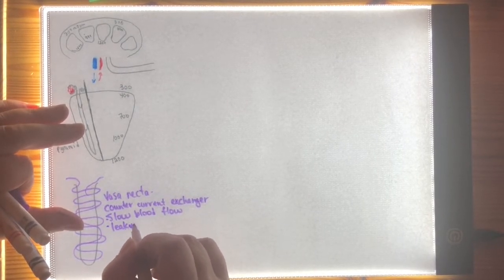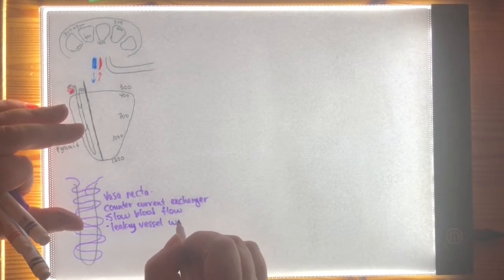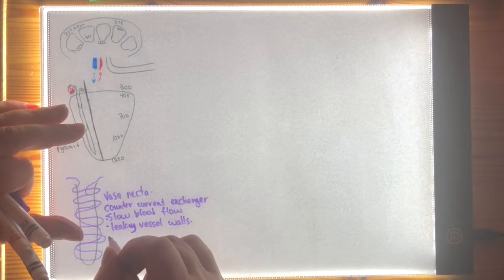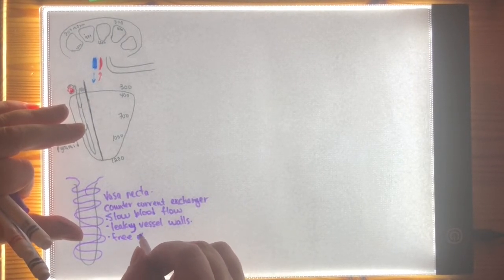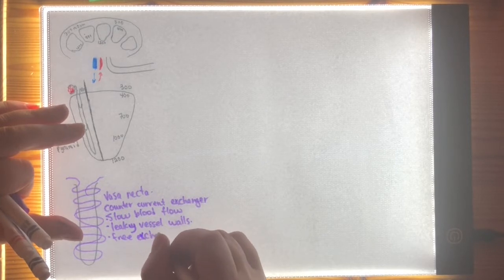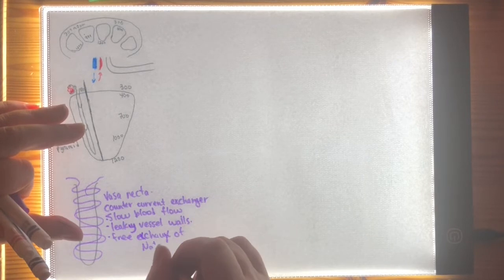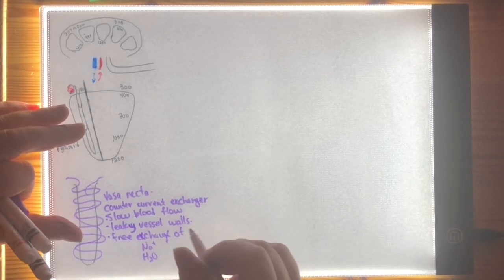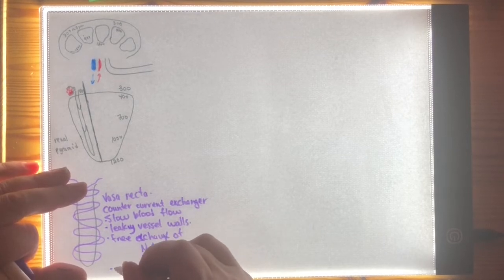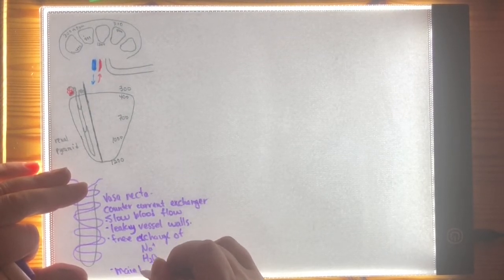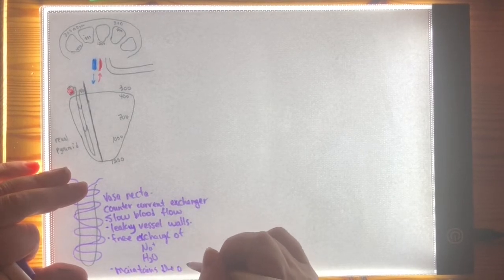So the vasa recta has two characteristics. It has a slow blood flow, and also the vessel walls of this particular capillary are very leaky. Therefore, we have free exchange of both sodium and water so that it doesn't mess around with that gradient that we're trying to establish. So the vasa recta is called the countercurrent exchanger because it helps to maintain that osmotic gradient. Doesn't mess around with it.